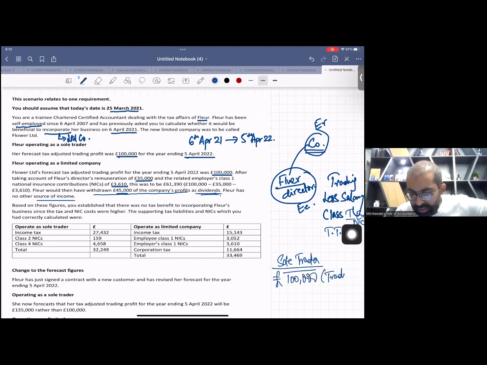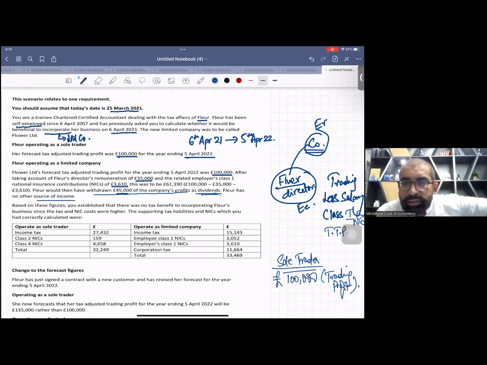Now, can anybody tell me, as a sole trader, what he has to pay? He's an individual, a human being. So as an individual, he has to pay income tax on non-saving income. As a sole trader, trading profits are non-saving. Then, earning trading profit, he has to pay class 2 and class 4 NIC, I hope you remember.